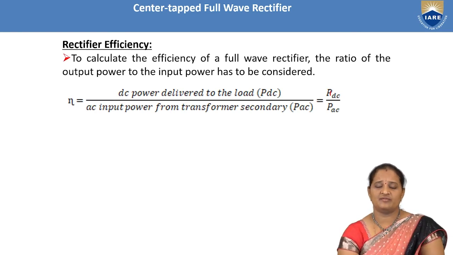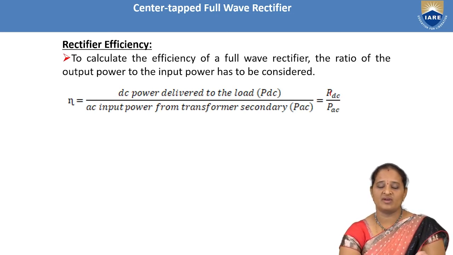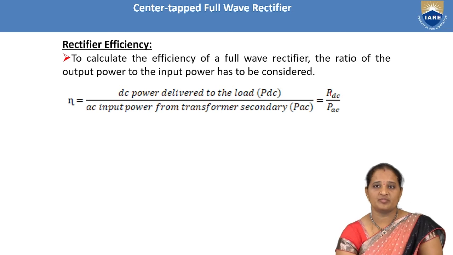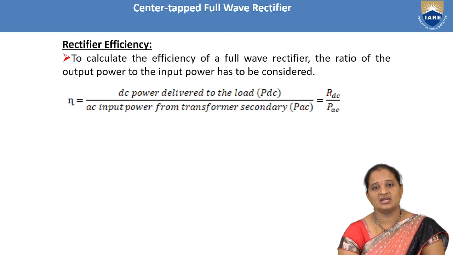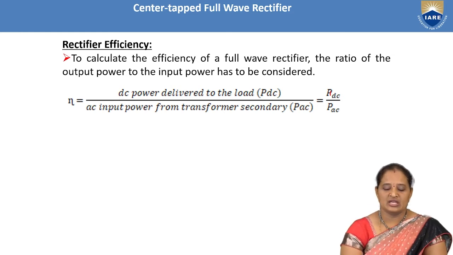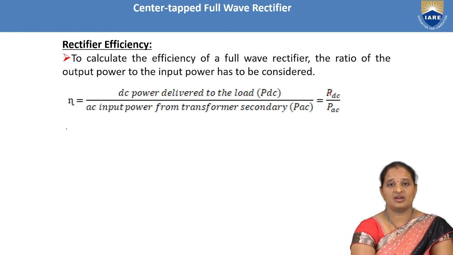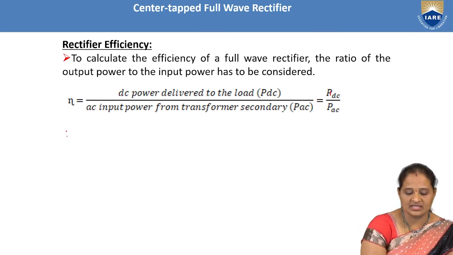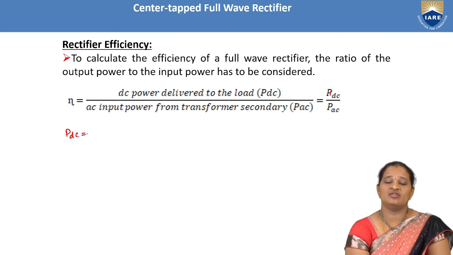So for the efficient performance of any circuit, the efficiency should be high, and the efficiency can be defined as the ratio of DC output power delivered to the load to the AC input power from the transformer secondary. We can represent efficiency with eta, that is given by PDC by PAC. So PDC is the DC output power delivered to the load.